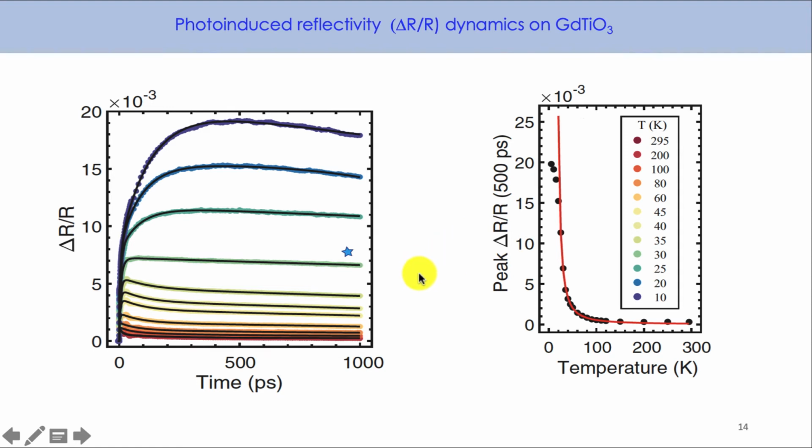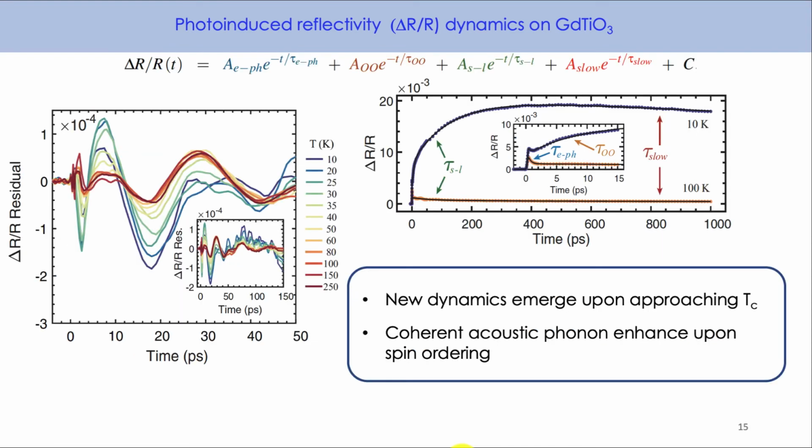And one other thing I'd like to point out that you can't see too clearly here is that there are also some weak oscillations on top of this data. These are what are called coherent acoustic phonons. I'll come back to that on the next slide. I'll just break these dynamics down a little bit more for you before we go into the Kerr measurements.